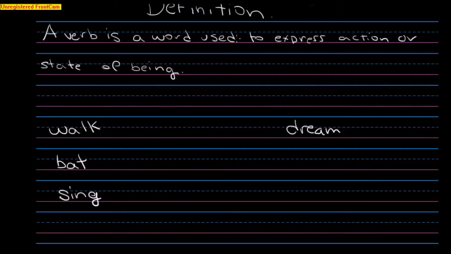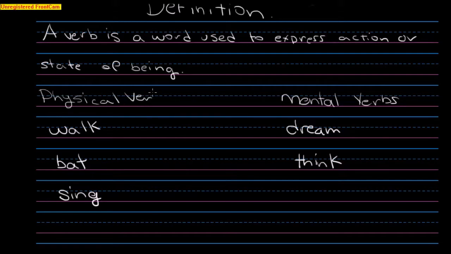Dream and think are also verbs. So think. I'm going to write that down. But these are two different types of verbs. That's why I wrote dream and think on this side and walk, bat, and sing on the left side. So dream and think fall under mental verbs. So these are mental verbs. While the other group falls under physical verbs. So walk, bat, and sing. Physical verbs.